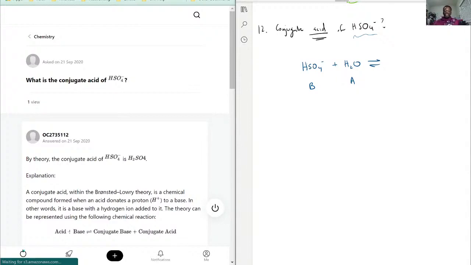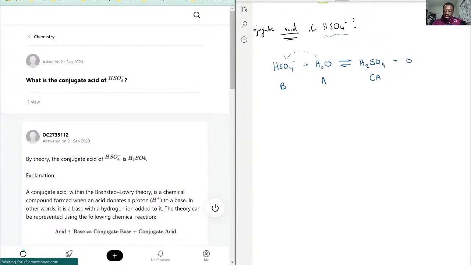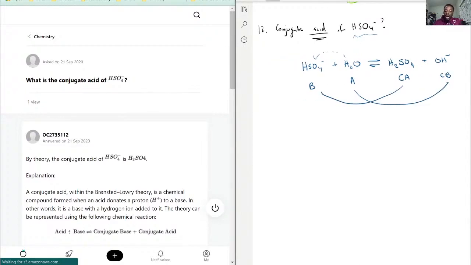Due to the rules of the Bronsted-Lowry acids and bases, water is going to donate a proton to HSO4 minus. So we're going to have H2SO4, no longer a minus here. This will be our conjugate acid, plus OH minus, which will be our conjugate base for water. So as this question asks, the conjugate acid of HSO4 minus will be H2SO4.